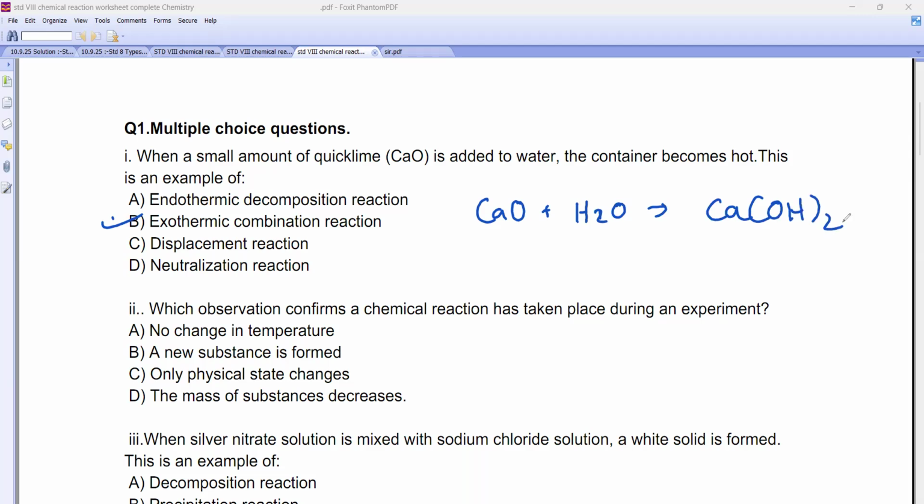Always remember, if a reaction is exothermic, the container will become hot. If a reaction is endothermic, then the container will become cold.